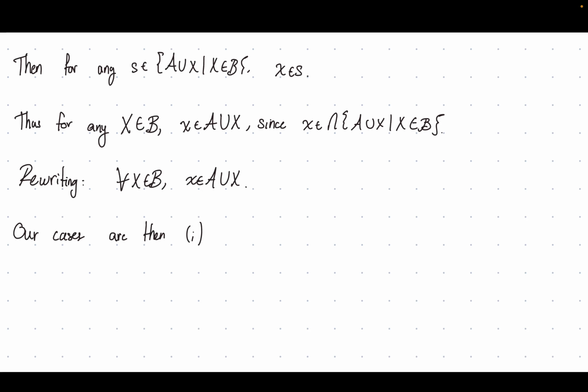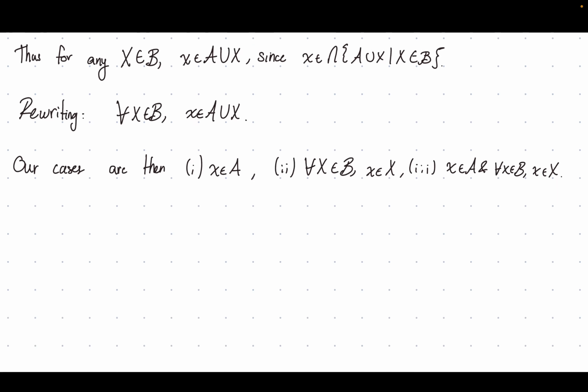One, that x is in A. Two, that for all x in B, x is in X. And three, x is in A, and for all x in B, little x is in big X. And as usual, the third case is just the combination of the first two cases.